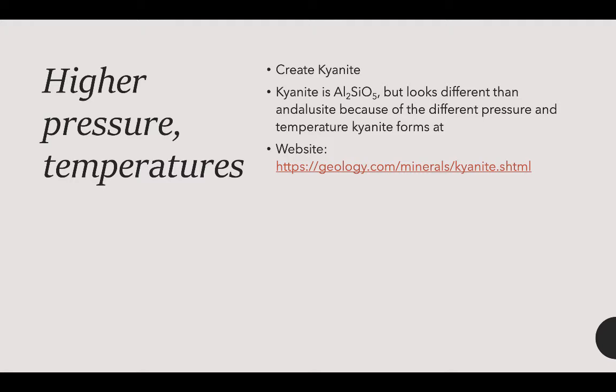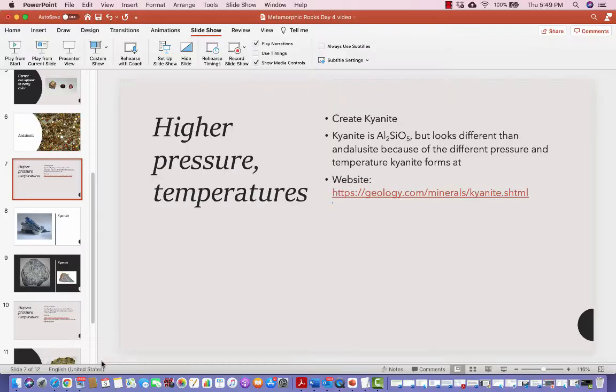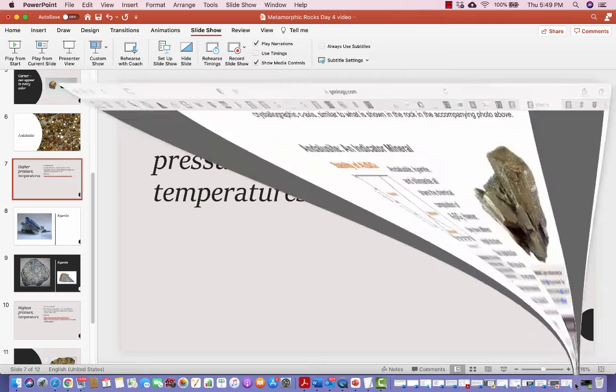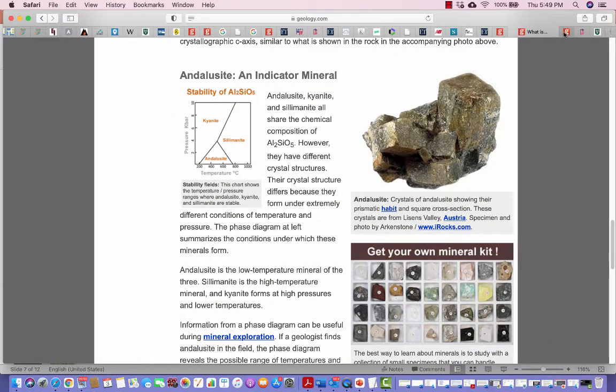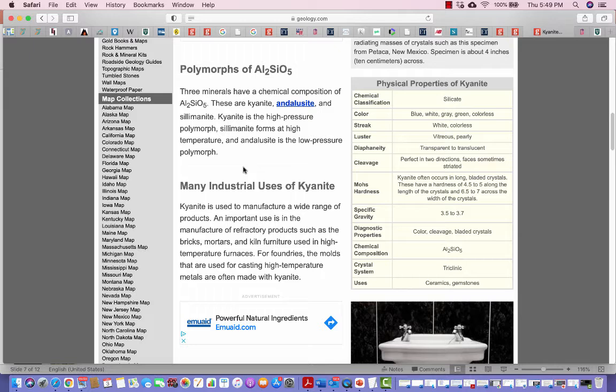So let's go ahead and take a look at the website for kyanite. There was andalusite. Now we're moving on to kyanite. This is called a polymorph because it's the same Al2SiO5. These three minerals have the same chemical composition: kyanite, andalusite, and sillimanite. We're going to look at sillimanite here in a little bit. A spoiler alert is you do have all three beads of these in your pack.